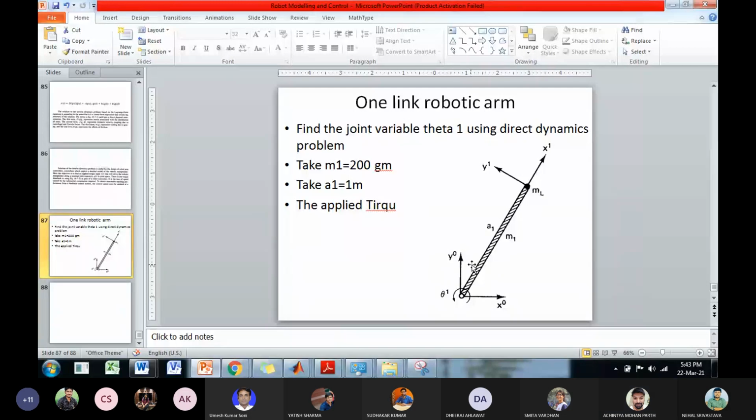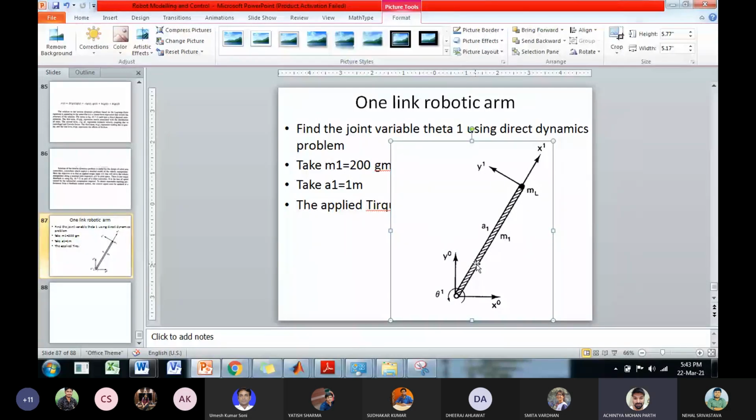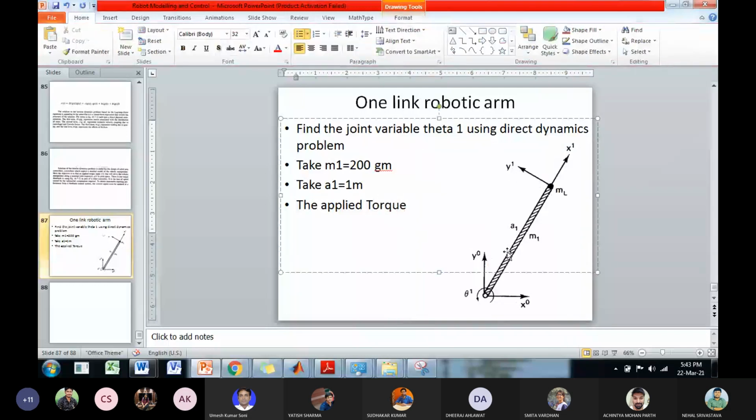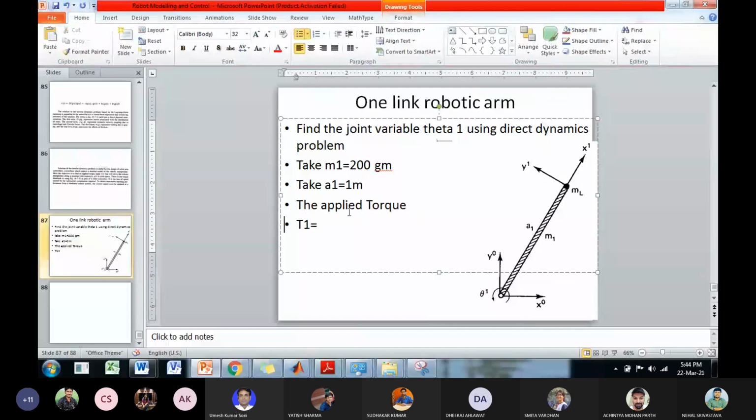Now you have this simple problem. Okay, so you have m1 equal to 200 gram, a1 equal to 1 meter. Okay, and applied torque T1 at this joint is equal to, suppose, 1 Newton meter. Okay, 1 Newton meter.